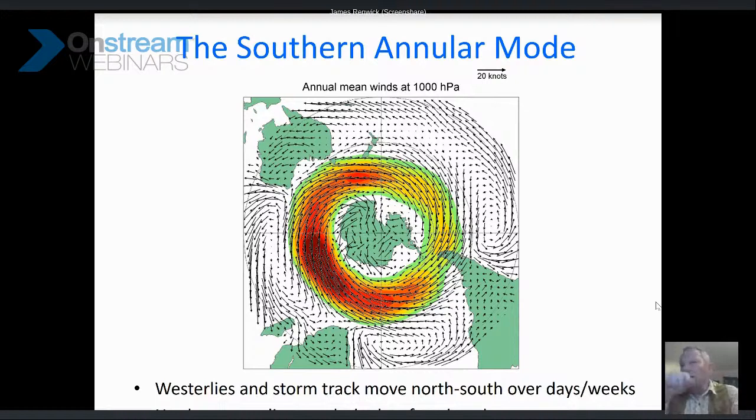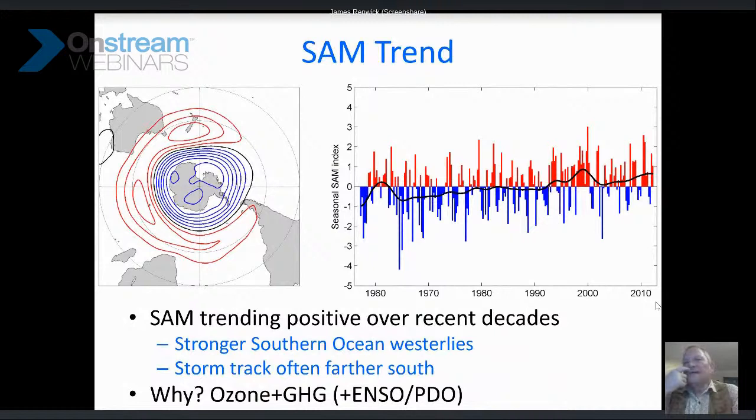And one interesting thing about the SAM is that it's exhibited a trend over the last 40 or 50 years. So what we've seen on the left, a graphic of another way of looking at the SAM is the pressure field. So the blue contours are low pressures, the red contours are high pressures. So the positive SAM, you've got lower pressures over Antarctica and higher pressures over the New Zealand region, stronger westerlies over the Southern Ocean. And we've seen, the SAM on the right there, it jumps around a lot. But over time, there's been a predominance of the positive SAM, that is stronger westerlies over the Southern Ocean, a stronger, deeper Amundsen Sea low, and so on.